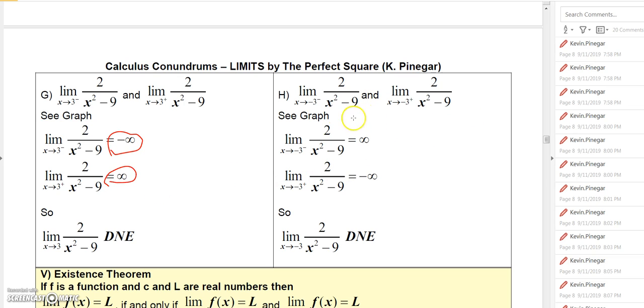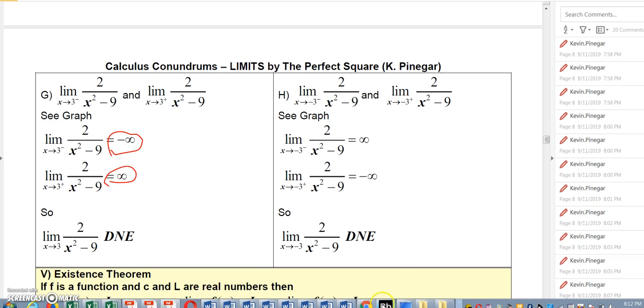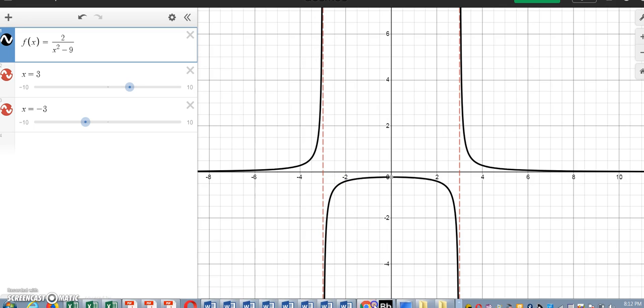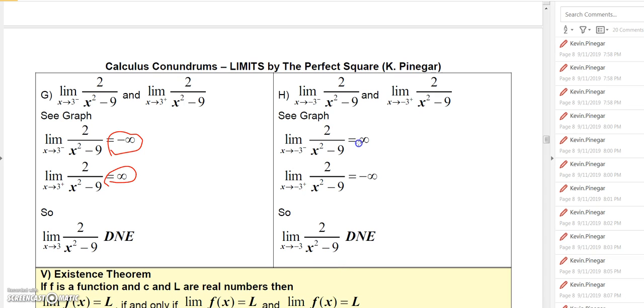But this one also had another interesting x value, negative 3. What happens as you approach negative 3 from the left and negative 3 from the right? Well, let's take a look. Here's negative 3. If you approach negative 3 from the left, you get plus infinity. And if you approach negative 3 from the right, it goes to negative infinity. So from the left, you get plus infinity, and from the right, you get negative infinity.